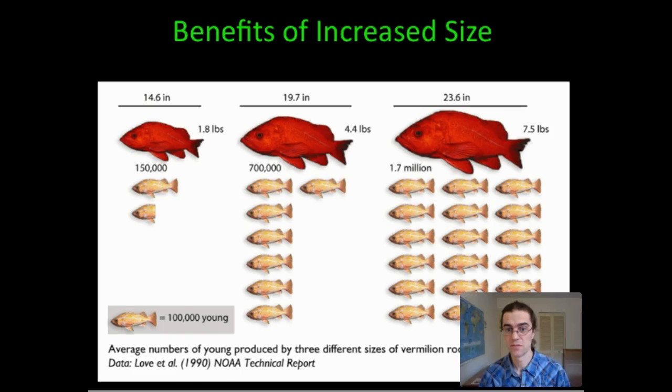You have Love et al. here, way back from 1990, a NOAA technical report. Again, NOAA standing for National Oceanic and Atmospheric Administration. You'll hear about them a lot, as we have earlier in the semester already. So, yeah, this one smaller fish here representing 100,000 young. But as an individual fish is allowed to increase in size, i.e., not getting fished, not getting killed, eaten, or fished and not eaten, you have significantly, exponentially more average young produced by increasing size of adults. So that's pretty significant as well. Speaks to the huge benefit of having these protected areas.